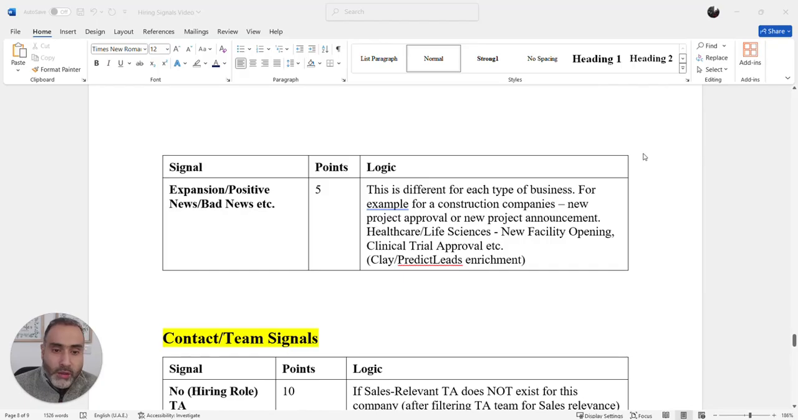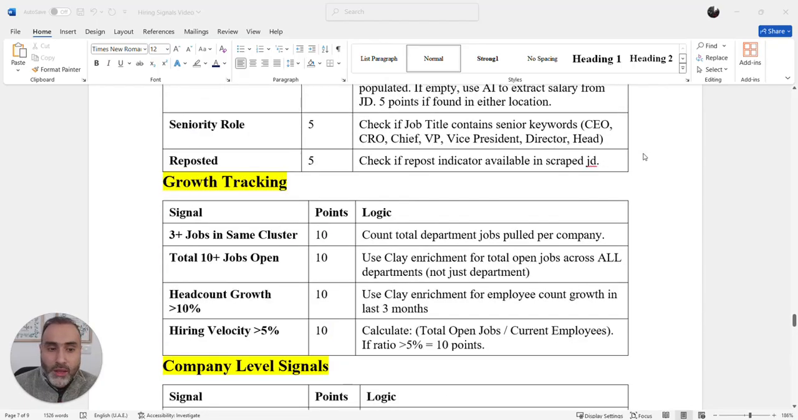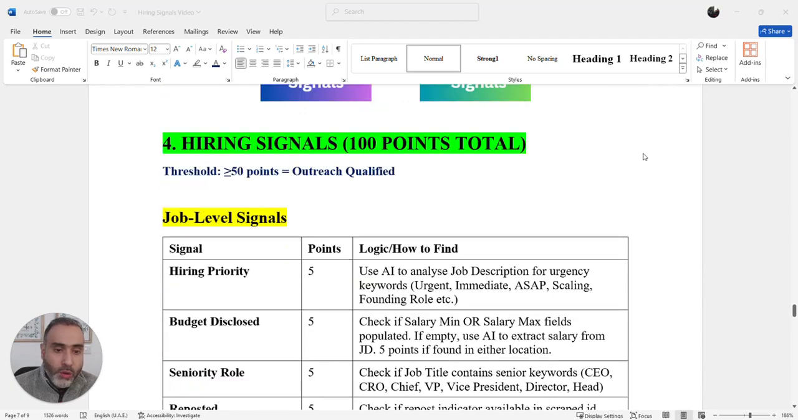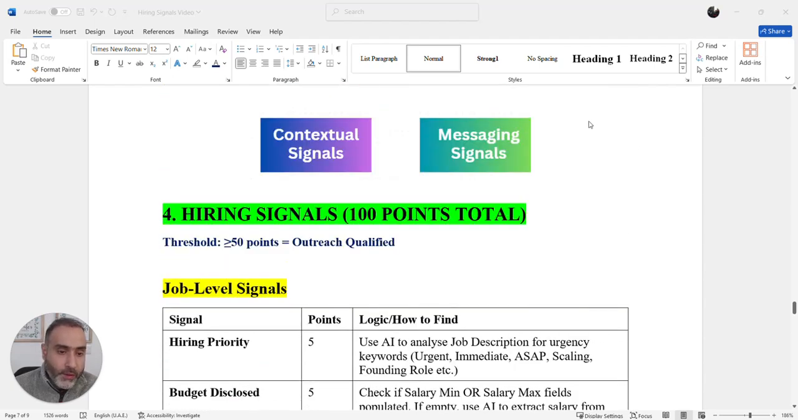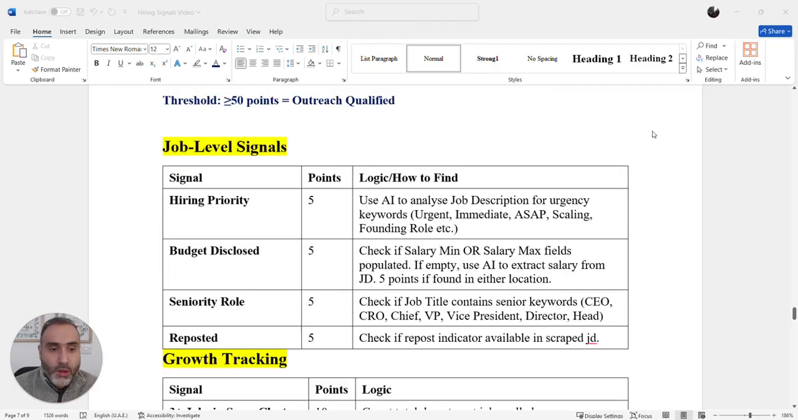You can play with points for your own niche, but as a rule, anything that scores 50 points or more is outreach qualified. This is where you start. At the job level, we look at things like how urgent the role sounds, whether they disclose budget, seniority, and if the job has been reposted.